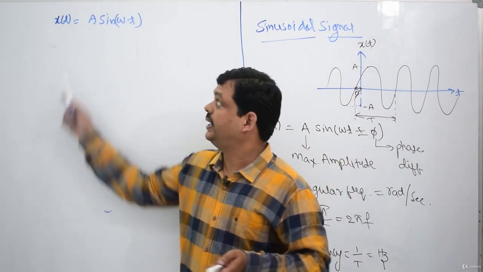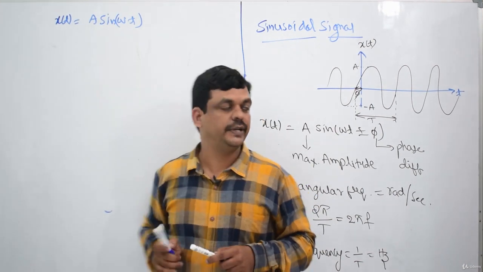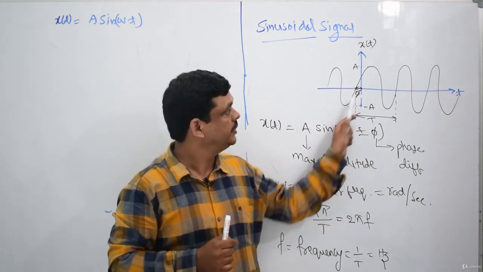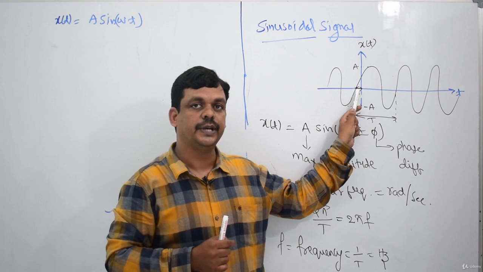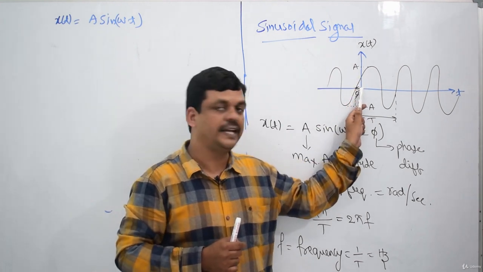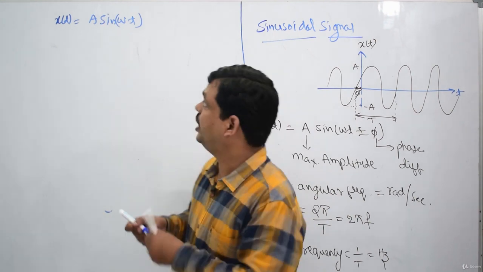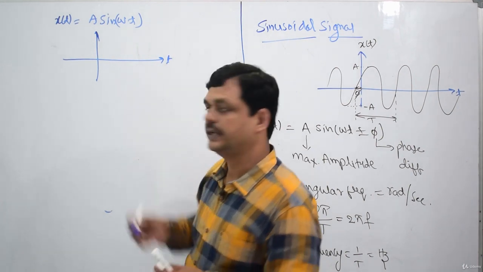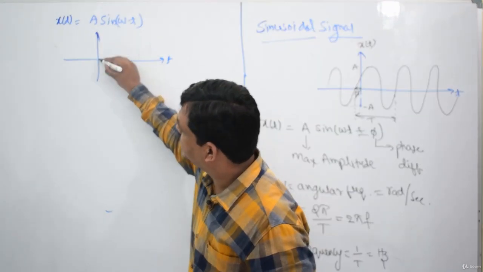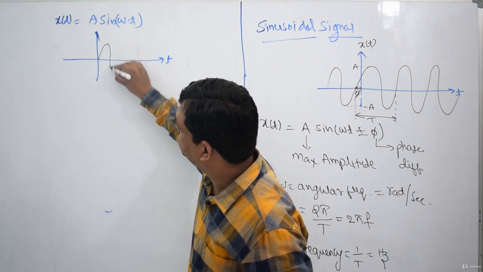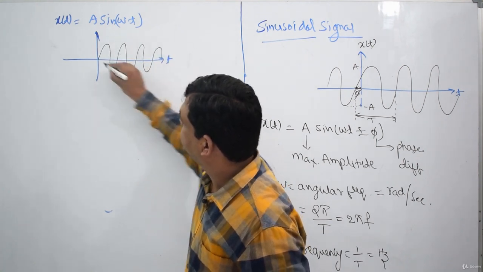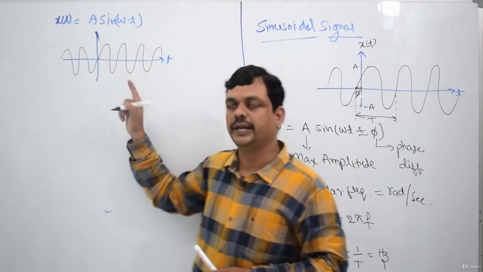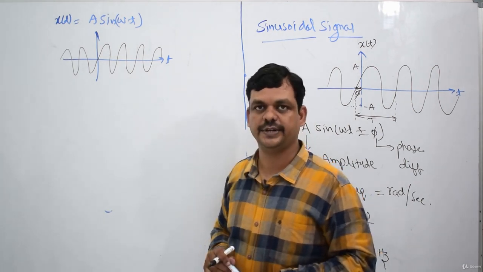Now here I wrote a sine omega t only. That means the phase difference phi is 0 degrees. This gap is 0 degrees here. If the gap is 0, then the sinusoidal signal starts exactly from the origin. So in the graphical representation, it starts exactly from the origin, because the phase difference is 0. It sinusoidally increases and decreases. This function, a sine omega t, is also called the pure sine function.